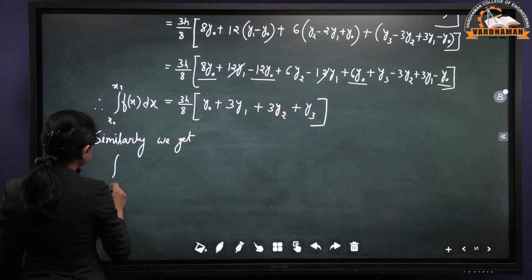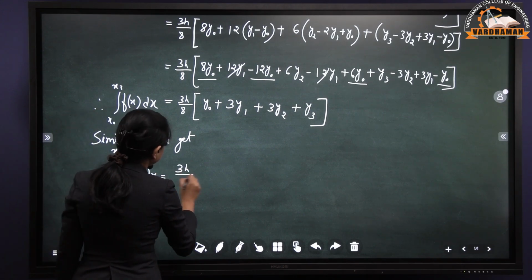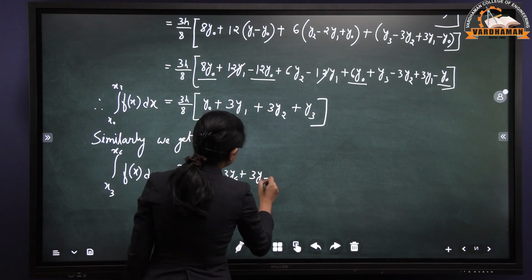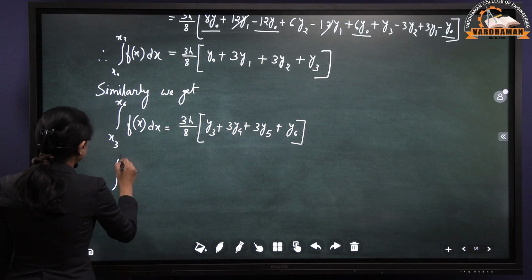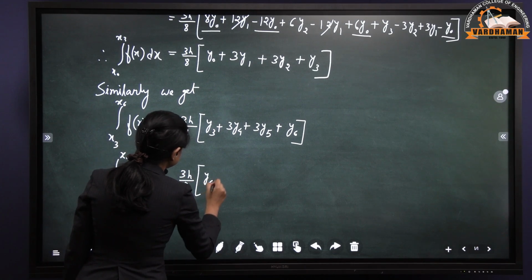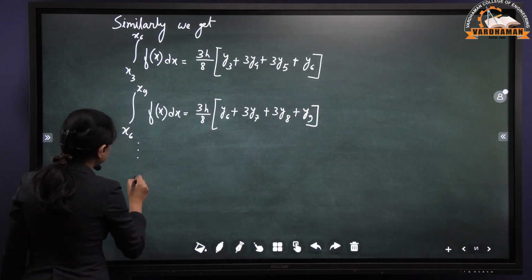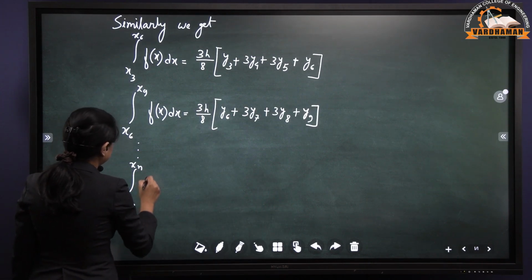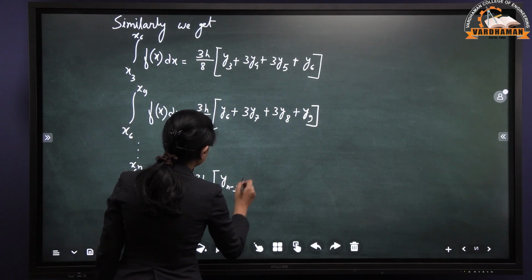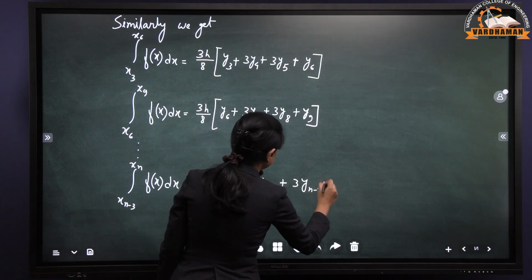Similarly, we get integration x3 to x6 f of x dx is equal to 3h by 8 [y3 plus 3y4 plus 3y5 plus y6]. x6 to x9 f of x dx is equal to 3h by 8 [y6 plus 3y7 plus 3y8 plus y9], and so on. x n minus 3 to xn f of x dx is equal to 3h by 8 [y n minus 3 plus 3y n minus 2 plus 3y n minus 1 plus yn].